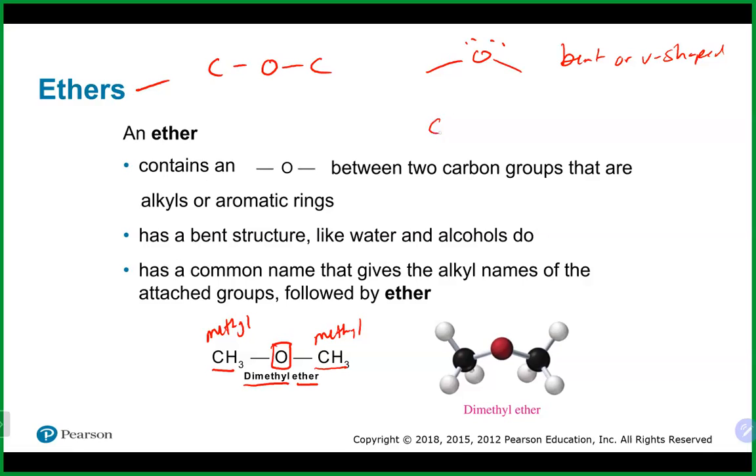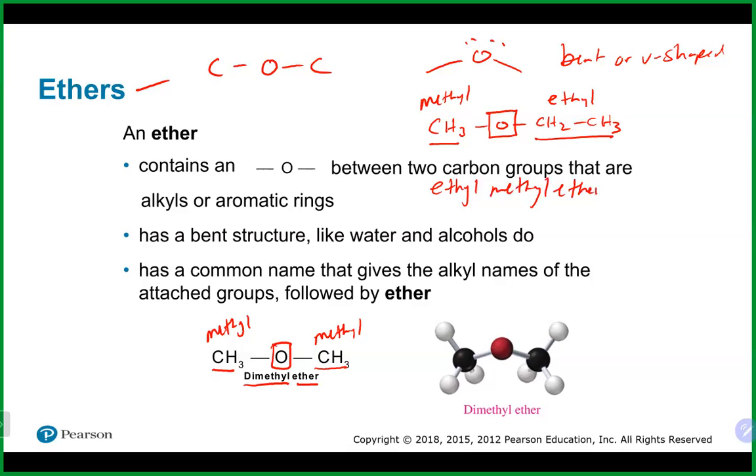If we had something like this, in this case, we would look at the oxygen in the middle, and go to the left, and that is a methyl group. To the right, there is a 2 carbon group, which is an ethyl group. And we do put the groups in alphabetical order. So this would be ethyl methyl ether, and we simply put ether at the end of it. So the common way of naming ethers is pretty straightforward. The best thing to do is put a box around that oxygen, look to the right, look to the left, and see what is attached there.